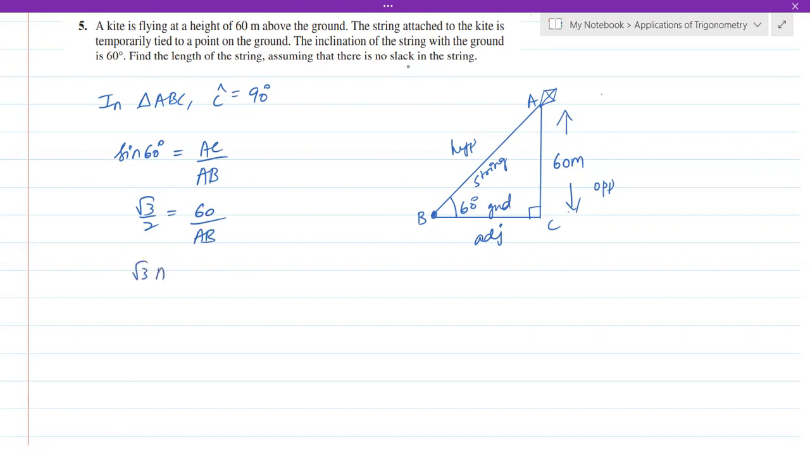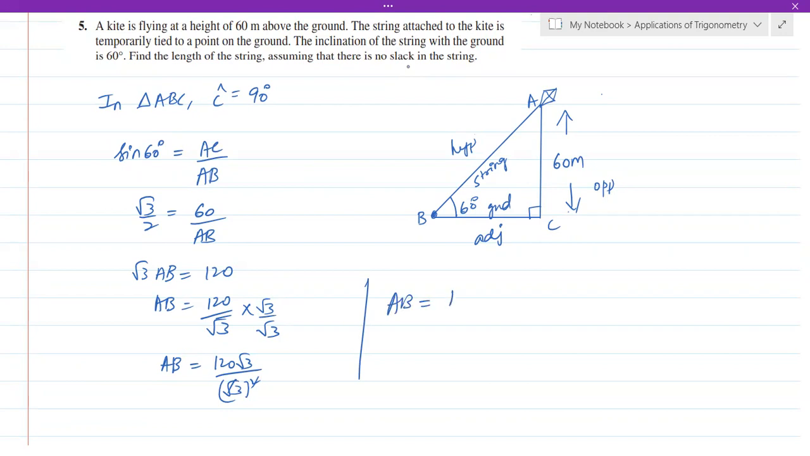Root 3 into AB is root 3 AB. 60 into 2 is 120. Therefore, AB becomes 120 by root 3. Again, we should not have an irrational number, so let's rationalize it. So what do we get? AB is equal to 120 into root 3 is 120 root 3. Root 3 into root 3 is root 3 square. So let me continue here. Therefore, AB is equal to 120 root 3 divided by 3.